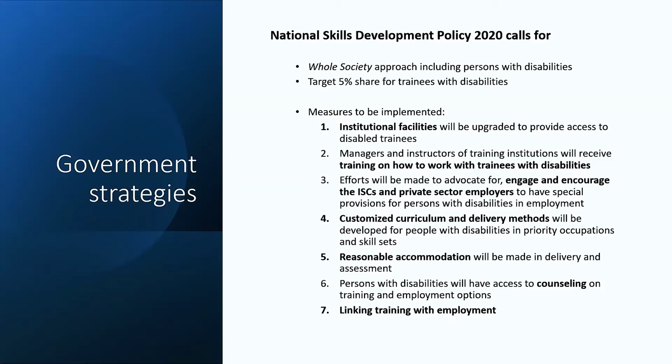The policy also recommends reasonable accommodation for delivery and assessment and the provision of counseling for trainees with disabilities. And also, last but not least, the policy emphasizes the need for linking skills training with employment outcomes, that needless to say. All these measures are extremely important, not only for the trainees with special needs, but for all the trainees in the system. So it's very important that the investments in these areas, which they're going to have to do anyway, be made in such a way that takes account of the needs and the presence of trainees with special needs.